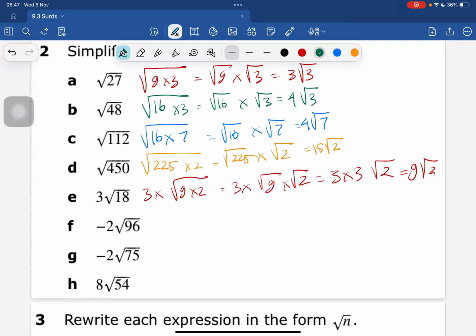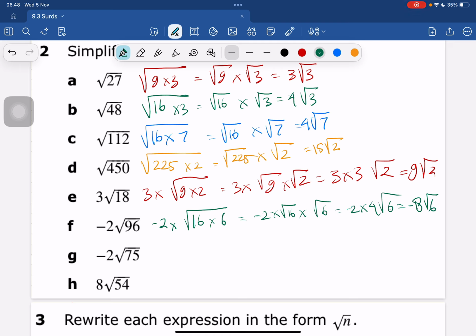Next, we got minus 2 in front. So minus 2, we multiply it with square root of 16, isn't it? Let's write 16 times 6 for 96. Yeah, multiplied by 6. So this is going to be minus 2 times square root of 16 times square root of 6. So minus 2 times 4 times square root of 6, which is minus 8 times square root of 6.